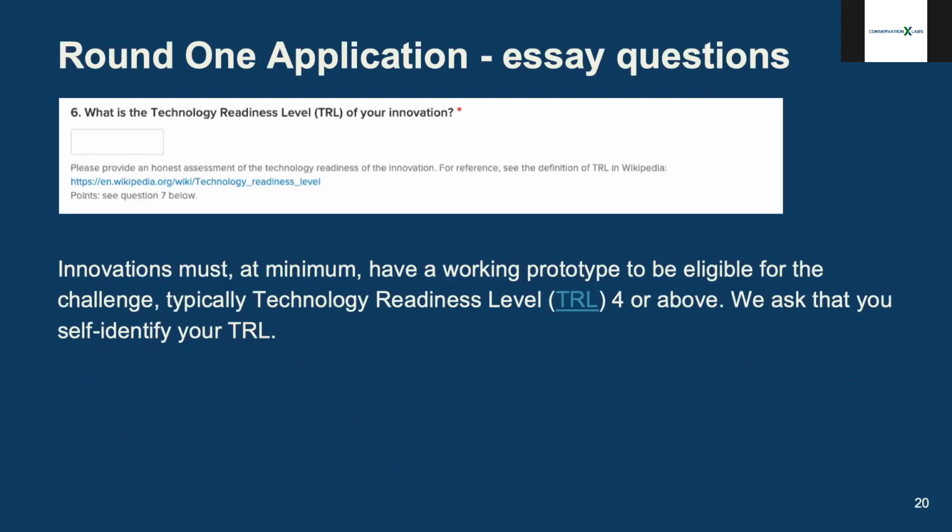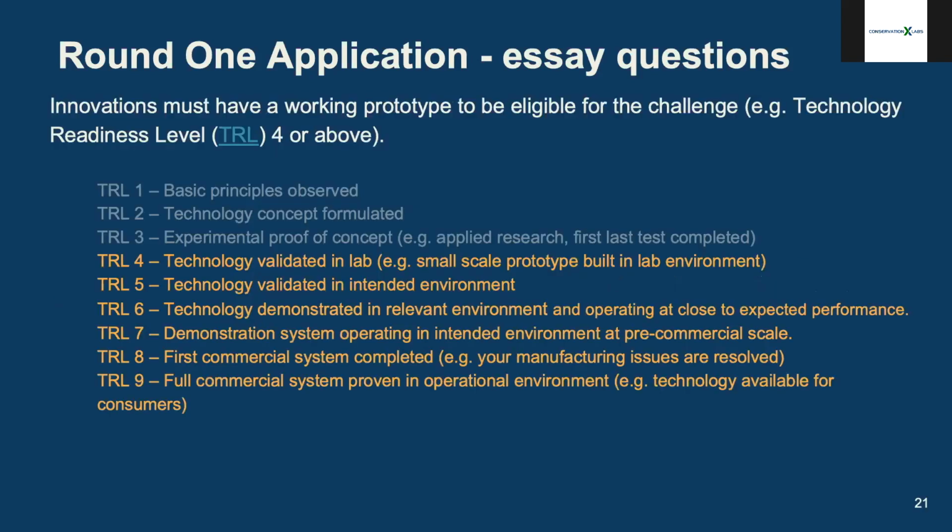And then the next question is, what is the technology readiness level? This is a number between 1 and 9. And again, like we said, at a minimum, you should have a working prototype. This is typically a TRL of 4 or above. And we're asking you to self-identify your technology readiness level. We provide a link to the Wikipedia page for technology readiness level.